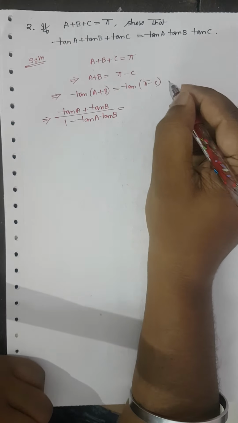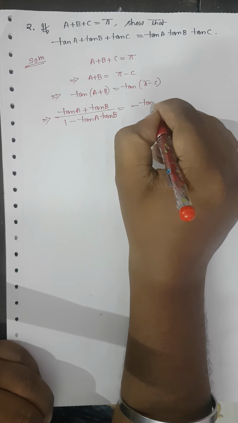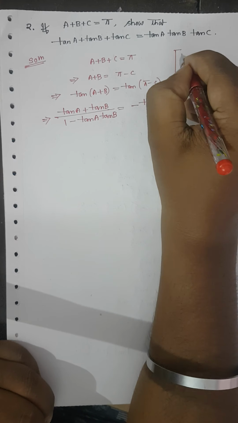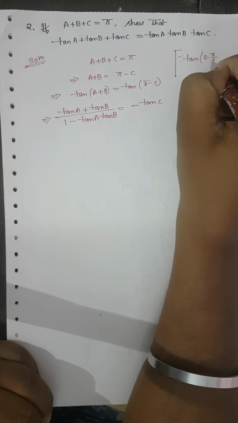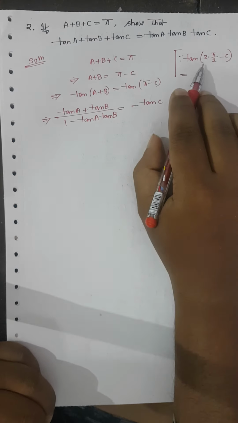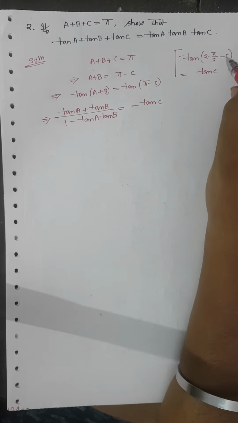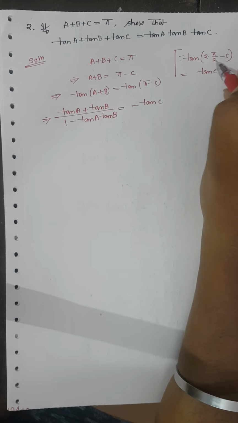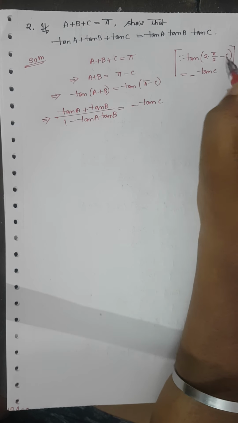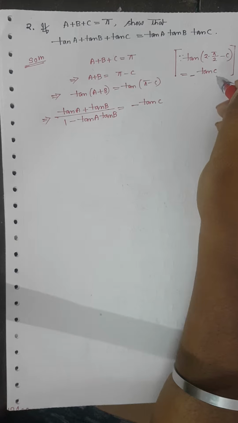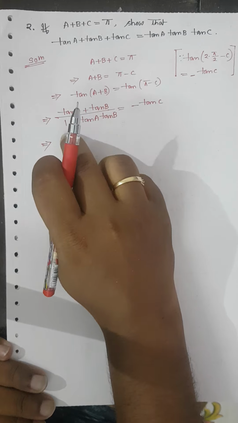What is tan of pi minus theta? See, tan of pi minus theta, I can write this as minus tan C. We know pi can be expressed as 2 into pi by 2, minus C. This is twice, so tan remains the same. Now pi by 2 twice, that is pi minus C. In which quadrant? In the second quadrant, tan is negative, so I write minus. So tan of pi minus theta is equal to minus tan theta. So this is minus tan C. Now multiply this side.